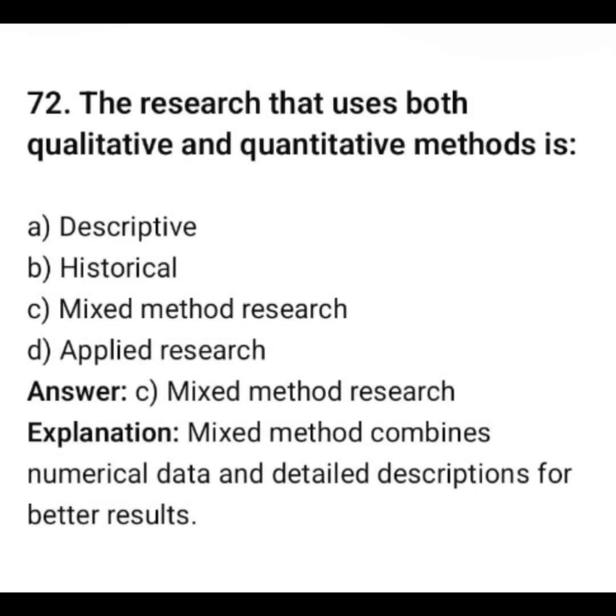The research that uses both qualitative and quantitative methods is descriptive, historical, mixed method research, applied research. The correct answer is option C, mixed method research. Mixed method combines numerical data and detailed descriptions for better results.